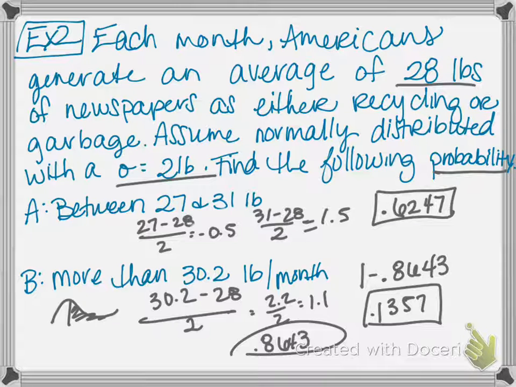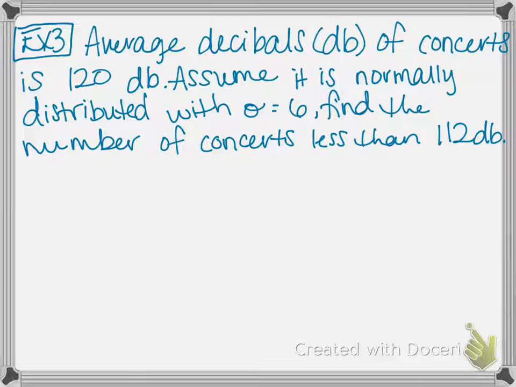So let's look at this next one. Example 3 says on average the decibel level of a concert is 120 decibels. Decibels can be written as dB. Assume it is normally distributed with a standard deviation of 6 and find the number of concerts that are less than 112 decibels. And there's another piece of information that I didn't mention, and that is they tell us that we got this information from 100 concerts.